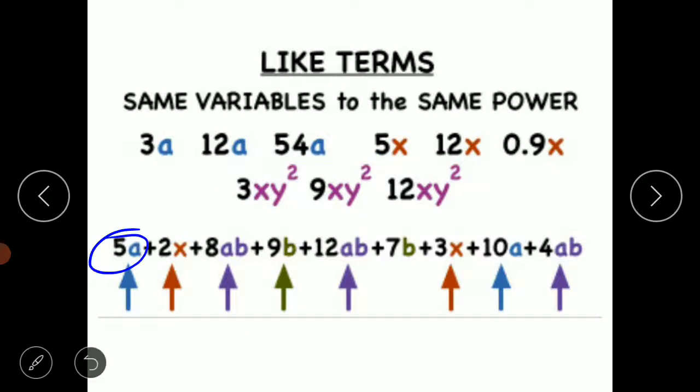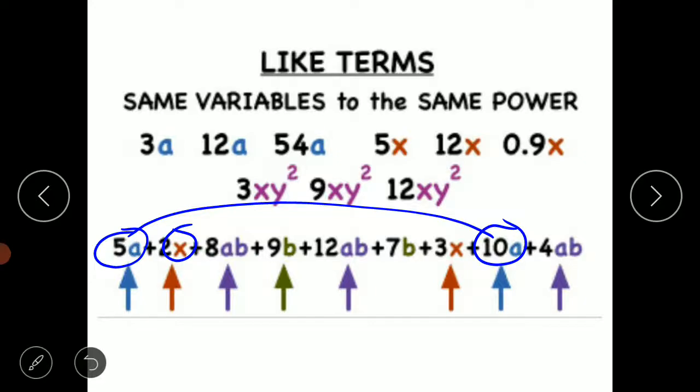Likewise, see from this A term, is there any other A term? Yes, so these two are like terms, A terms. Now x term, is there any other? Yes, x term, the same color is given. So these two are like terms. 2x and 3x are like terms.